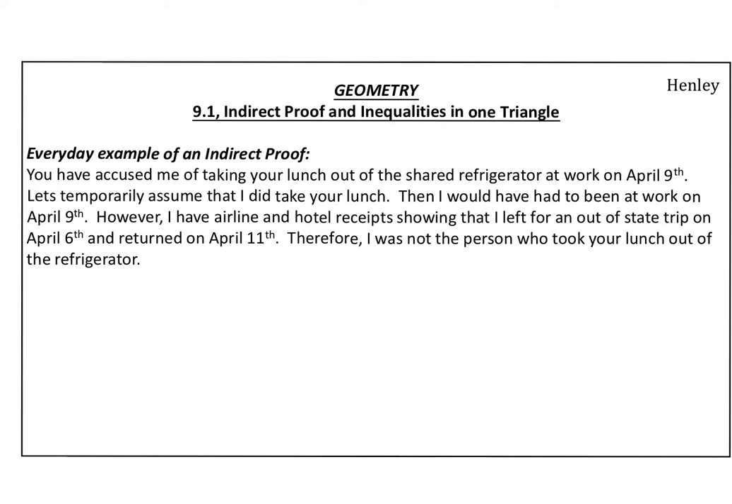A real-life example of proof by contradiction, or an indirect proof, is that you've accused me of taking your lunch out of the shared refrigerator at work on April 9th. Let's temporarily assume that I did take your lunch. Then I would have to have been at work on April 9th. However, I have airline and hotel receipts showing that I left for an out-of-state trip on April 6th and returned on April 11th.